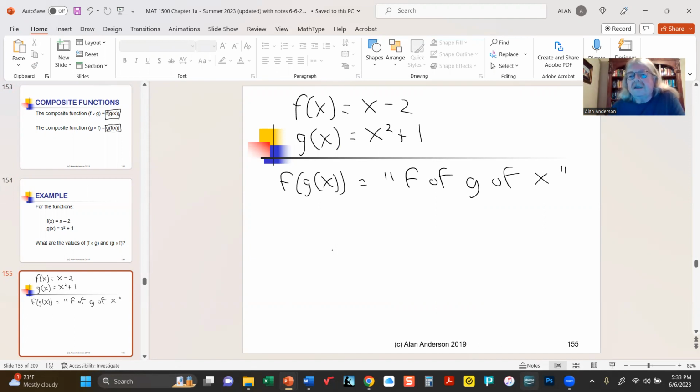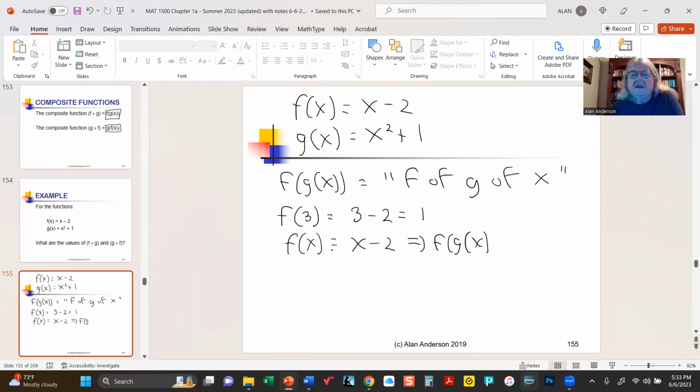It's really no different than evaluating this function at a particular value. So in other words, if I wanted to know f of 3, what I would do is simply replace all the x's with 3's. So this is really no different. What you're doing instead of using 3 is you're using g of x. So since f of x is x minus 2, that means that f of g of x is g of x minus 2. I've replaced the x with g of x.